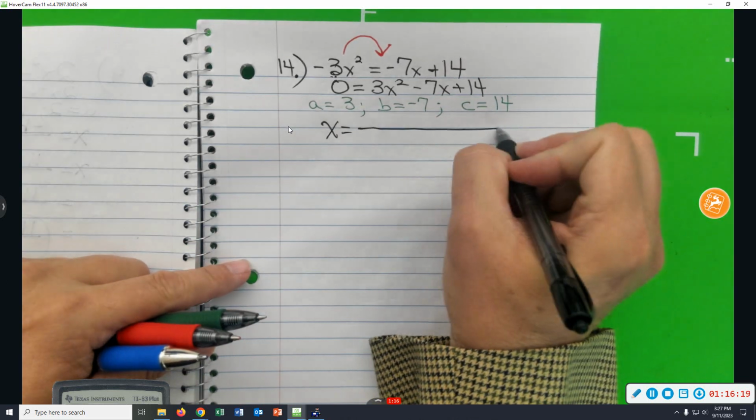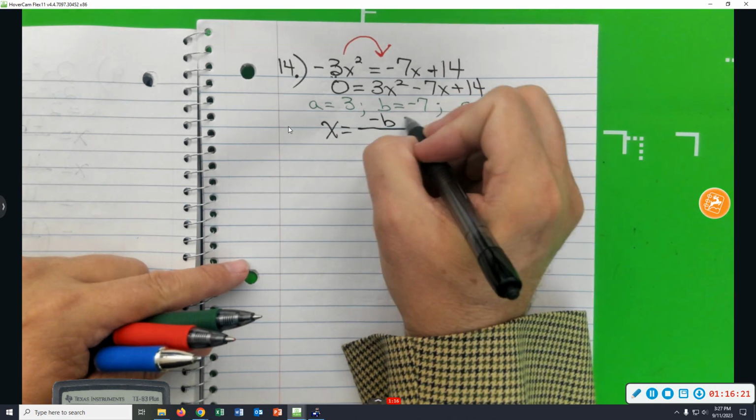Okay, I'll rewrite the quadratic formula each time.